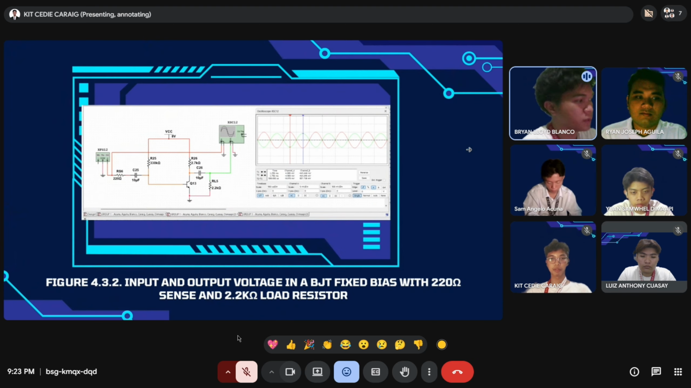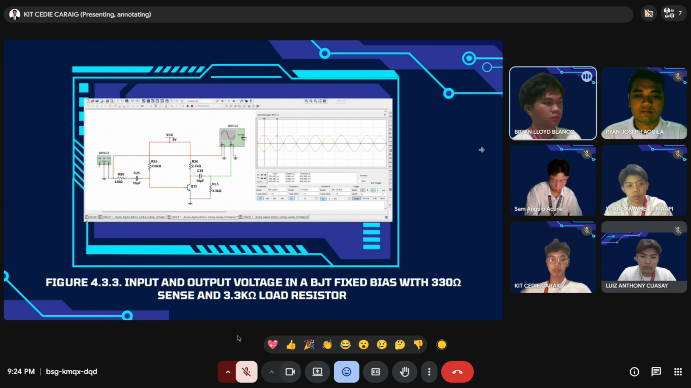For figure 4.3.2, doing the same steps as in 4.3.1, dividing both. This is a notable jump from the first configuration. The larger load resistance enhances the output voltage swing to a degree that outweighs the attenuation caused by the increased sense resistance, resulting in a net improvement in gain. Next.